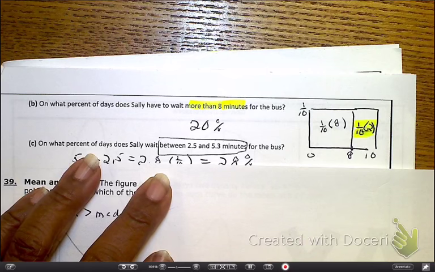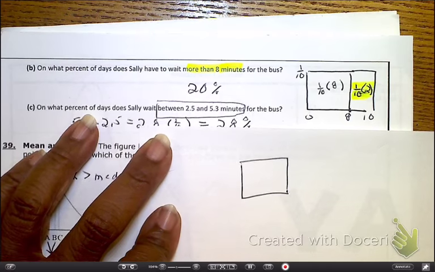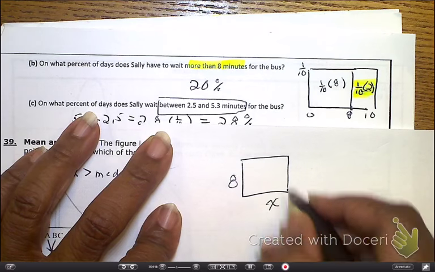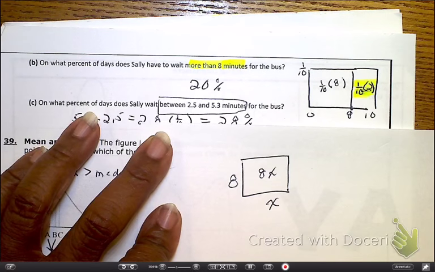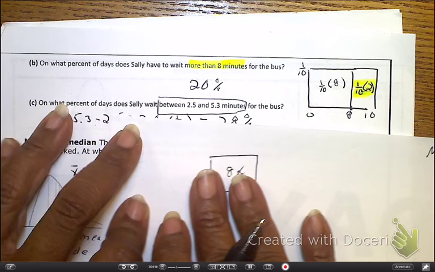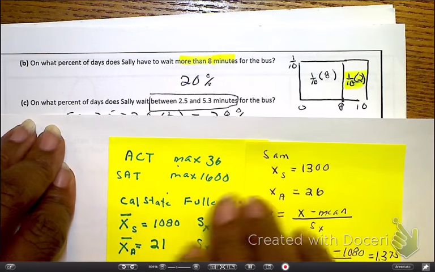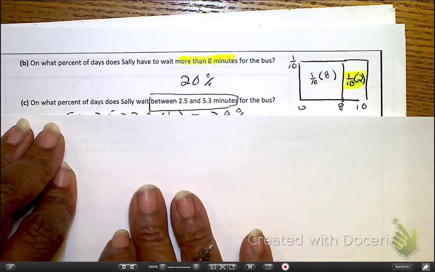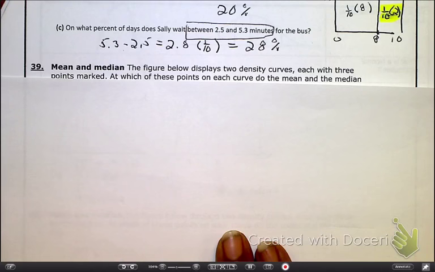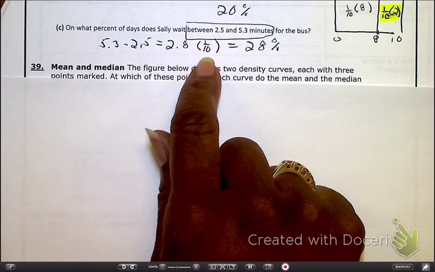Take yourself back to elementary school when you were first taught how to multiply. I do this to my Math 1 kids all the time. I say 8 and x. What do I say? 8x. It's the same idea. You guys are going 2 times 1/10. With that being said, go ahead and find for me the answer for letter C. What did you guys get? 28%? Yeah. And you know what you had to do? Just subtract the 2 from each other and subtract it from the height.